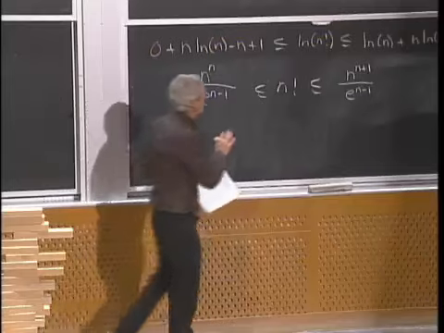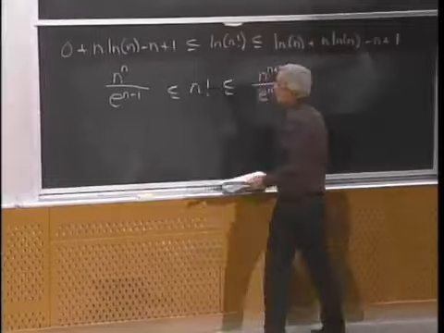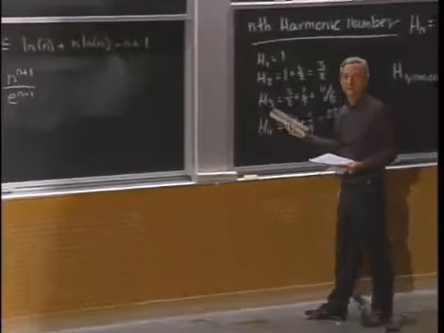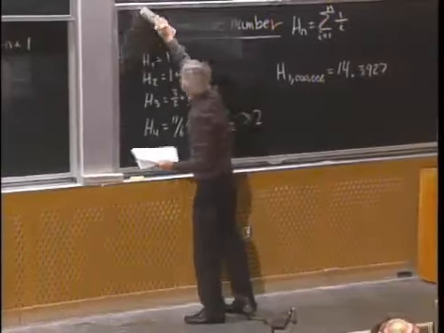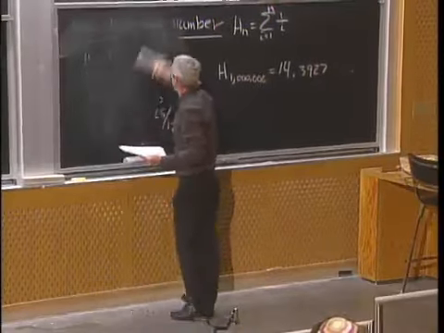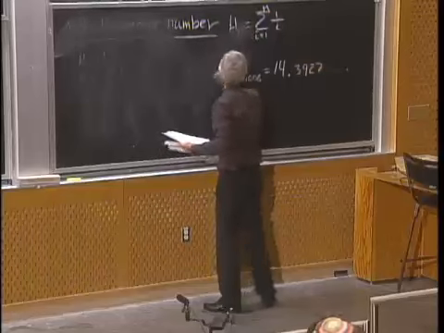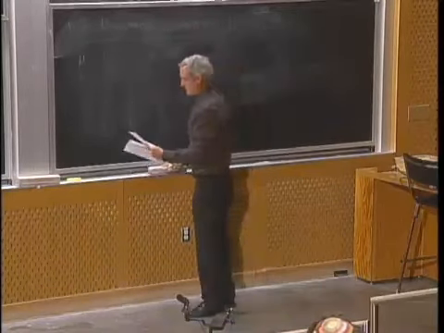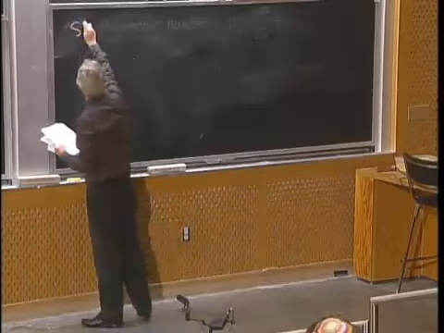Now, this is so important that, even more important than harmonic numbers, people have gone to a lot of effort to get very tight bounds on n factorial. So let me tell you what those are. It's called Stirling's formula.